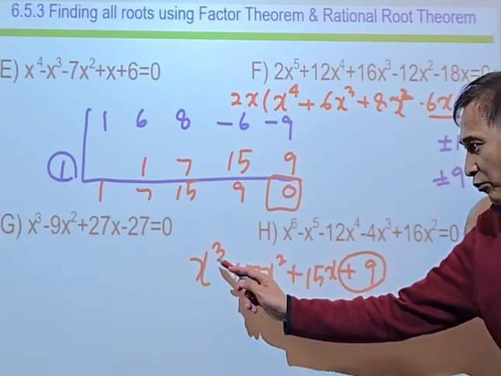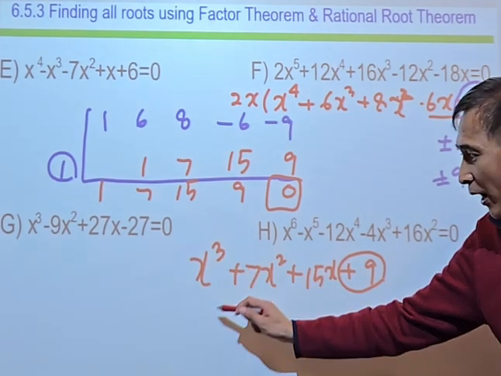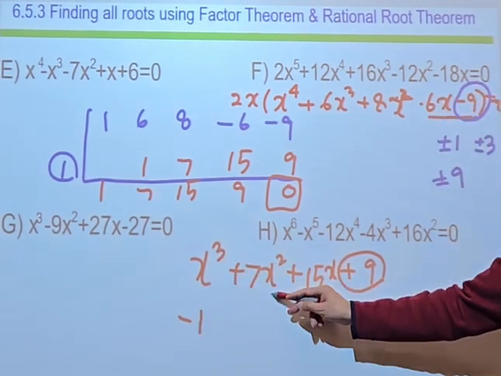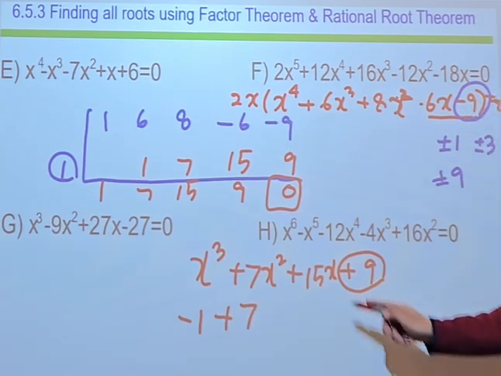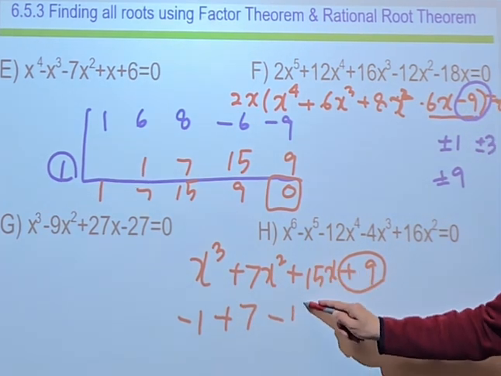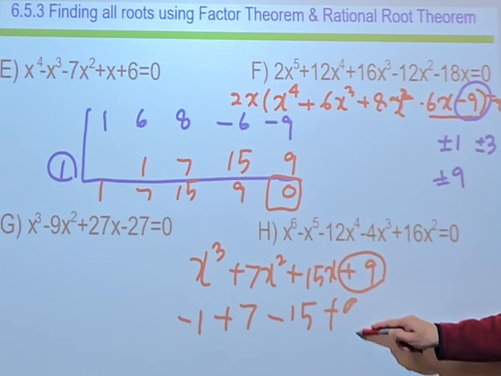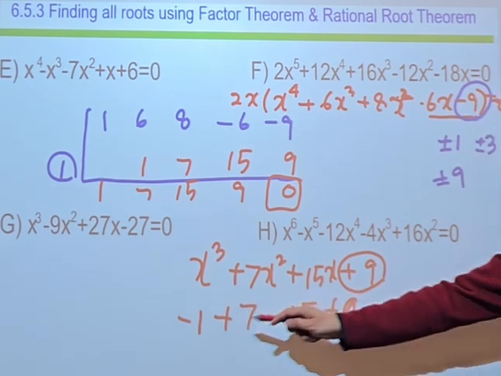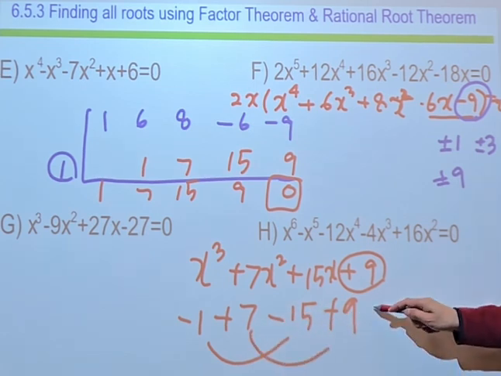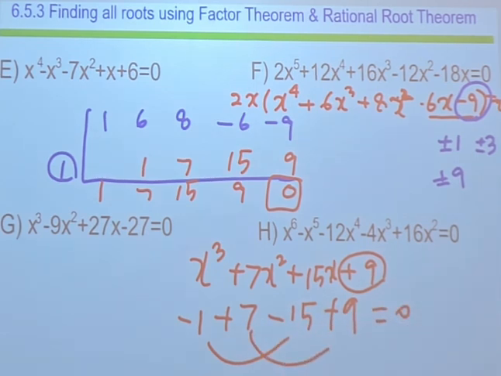If I put in negative 1, then odd powers become negative 1 and even powers are positive 1, so positive 1 times 7 is 7. Minus 1, this is negative 15. And plus 9. As I told you, alternating now, right? So this is negative 16, positive 16, that's 0. That's nice, right? So we found one of the zeros, which is negative 1.